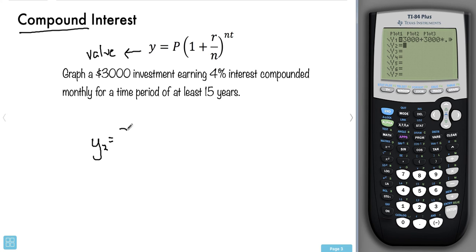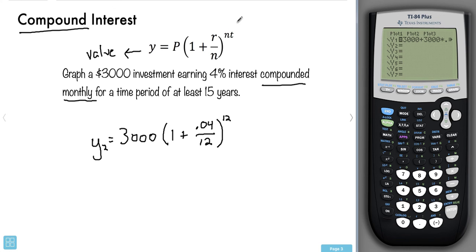P is still 3,000 times 1 plus, my rate is 4%, over N. So N is the number of compounding periods in a single year. You can see this is being compounded monthly, which means it's being done 12 times in a year. So N would be 12. And then that bracket is to the exponent of N times T. So N again is 12.